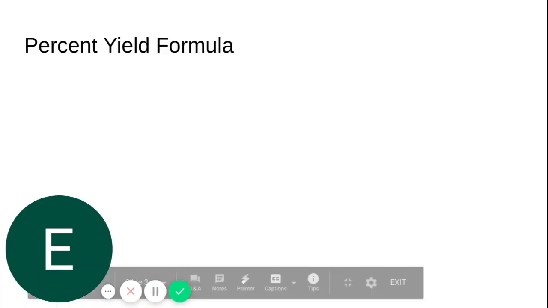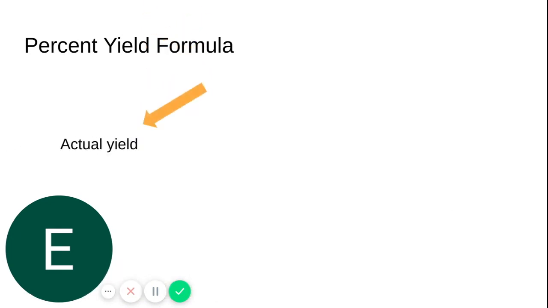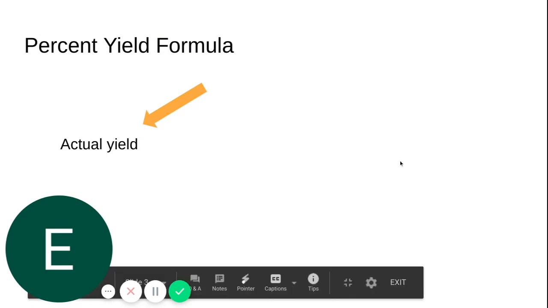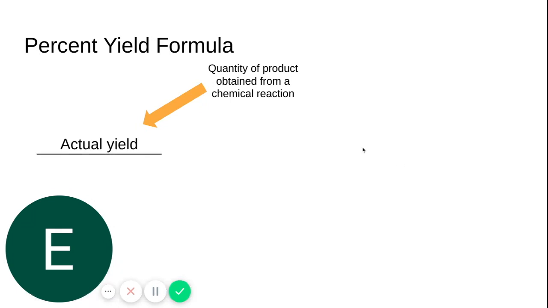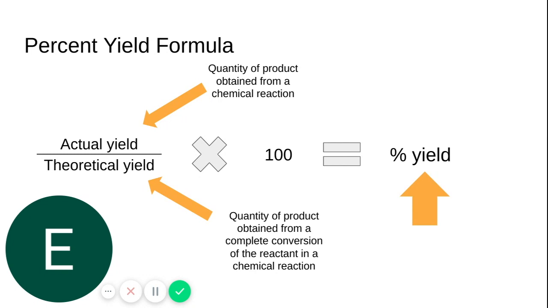Percent yield formula. Begin with taking the actual yield from your chemical reaction, which is the quantity of the product obtained from a chemical reaction, and put it over the theoretical yield, which is the quantity of product obtained from a complete conversion of the reactant in a chemical reaction. Then that should give you a decimal, so then you multiply it by 100 to give a percentage, which ends up being your percent yield. Percent yield is the measured efficiency of a chemical reaction. And 100% yield is called reaction efficiency.